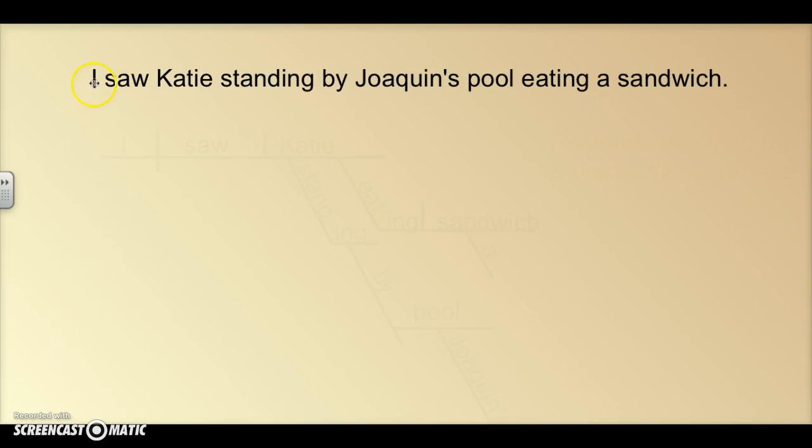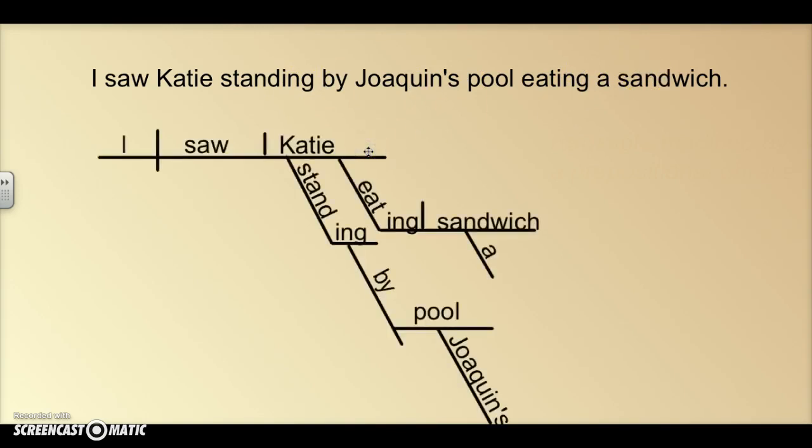Okay, so subject, I. Again, the transitive verb saw. What I saw was Katie. Describing Katie is how she was standing by Joaquin's pool and she was eating a sandwich. Those are two separate participial phrases describing Katie. By Joaquin's pool is where she was standing. That's a prepositional phrase describing standing. Eating would be a transitive verb, sandwich being the object, or the complement rather. So I saw Katie. How I saw her was standing. Where? By Joaquin's pool. And eating, vertical line stopping at the horizontal line, a sandwich.